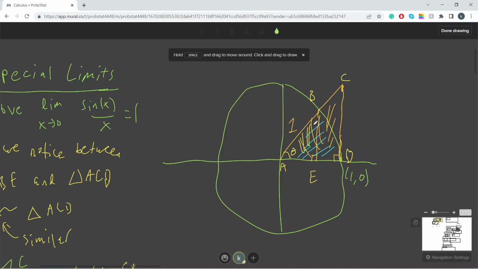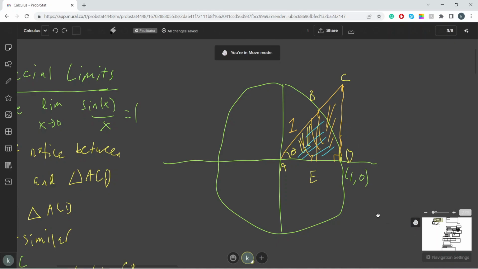Okay, so what do we notice here off the bat? If we look at the yellow region, that's going to be triangle ABE, and the blue region is going to be this pie right here, this pie containing ABD. This whole piece of the pie right here. And the orange region is going to be triangle ACD. So let's jot that down somewhere.